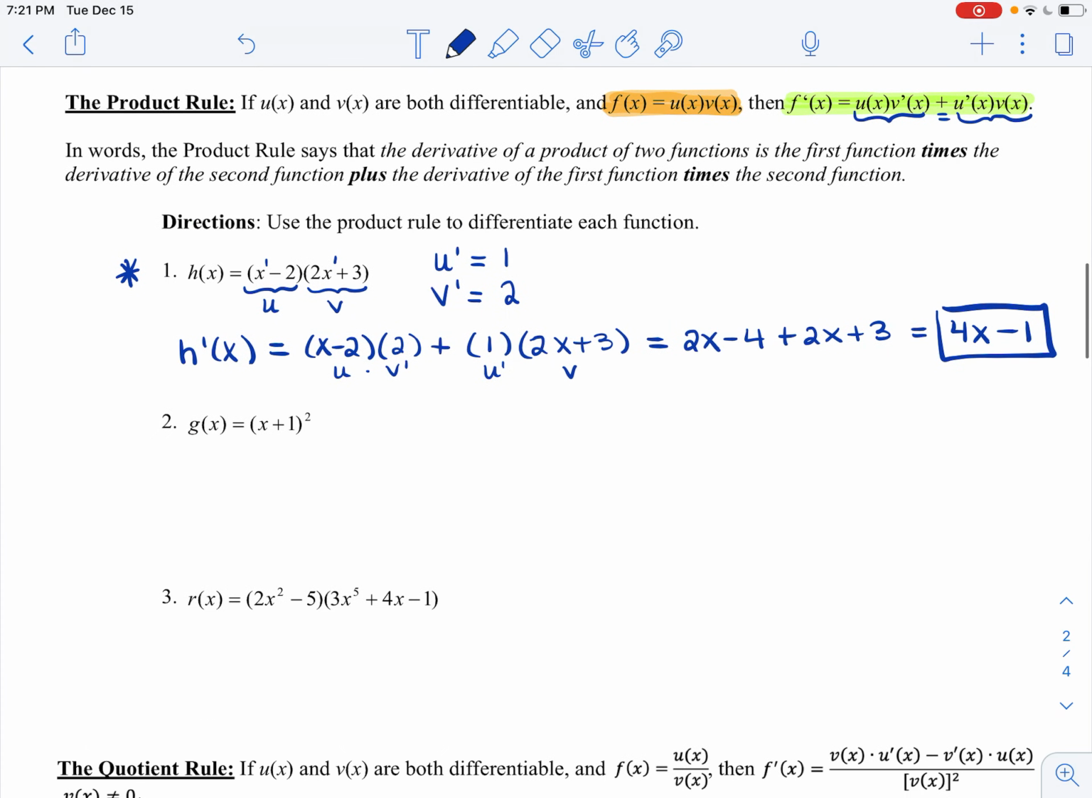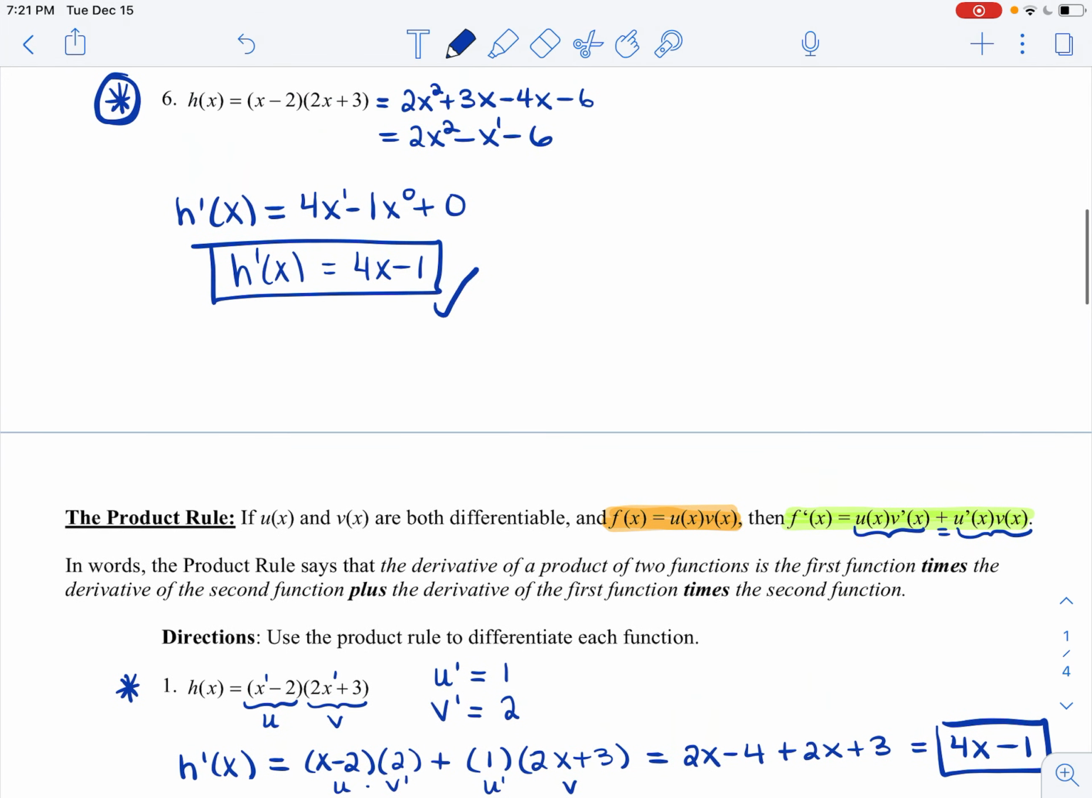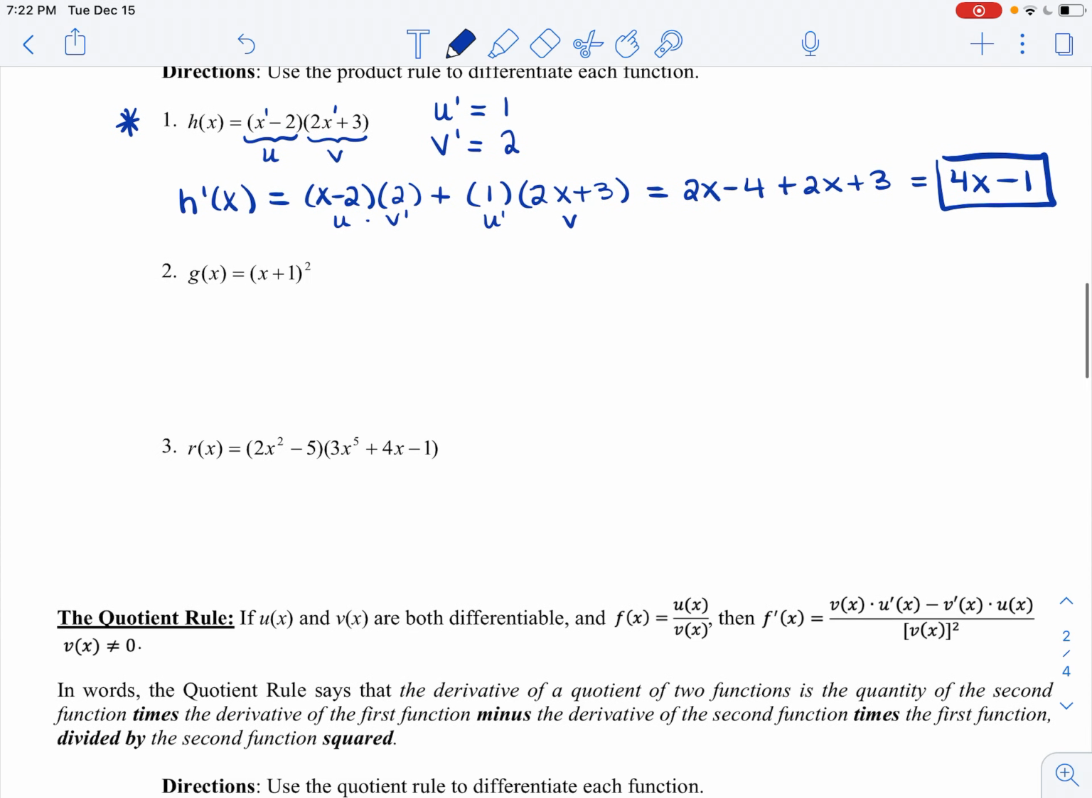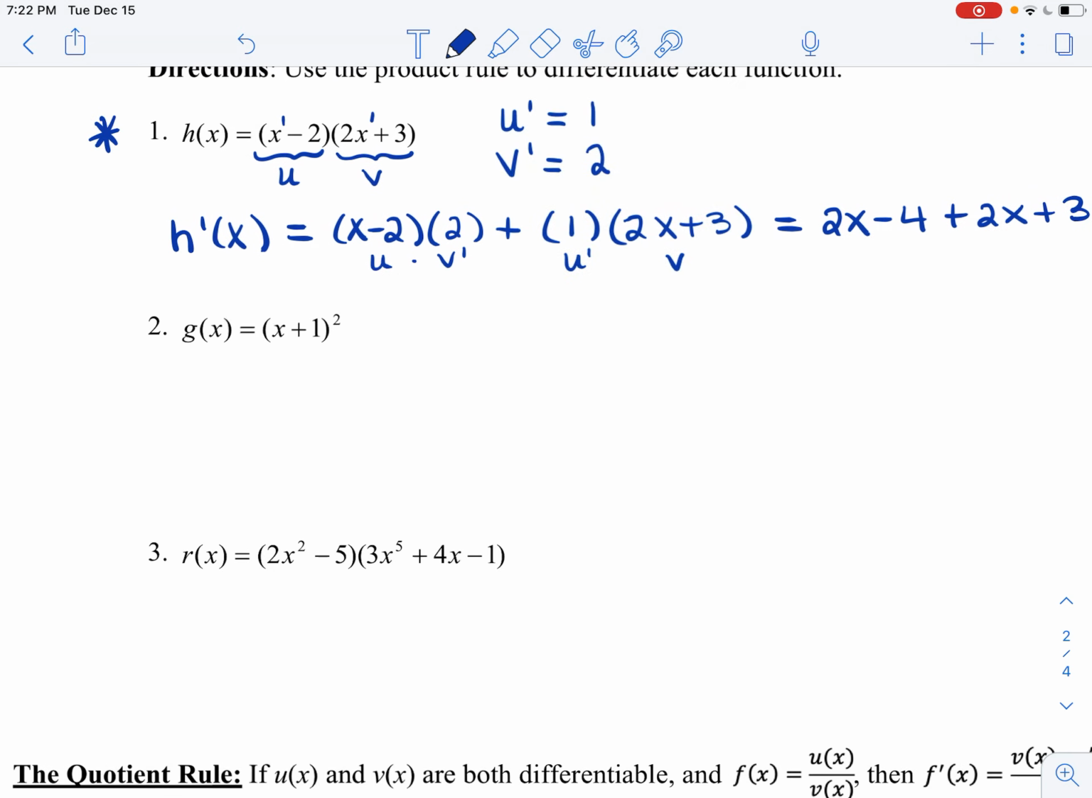Now, for this one, it might have seemed like a lot of work, but you're going to see after we do a couple of these that sometimes this will actually save you time. In this question, if you really wanted to just multiply out the two factors, x minus 2 times 2x plus 3, and then apply the power rule, to avoid the product rule, you could. You really could do that if the functions are things that you can multiply together nicely. But the more you become comfortable with this rule, you will see that it can save you time.